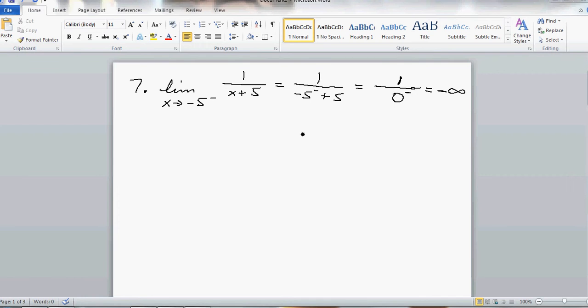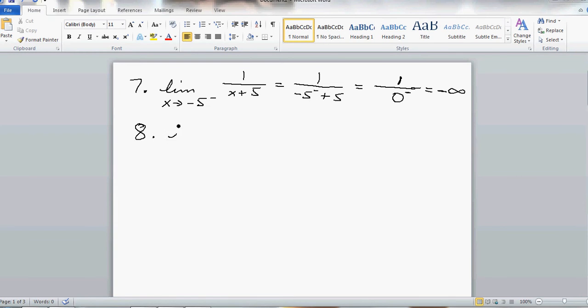Now we have to go through all of that thinking whenever we get a value other than 0 over 0. Because remember, if we have 0 over 0, that's an indeterminate form, and we have to do something else to get past that. But realize that we can still graph this, graph 1 over x plus 5, and look at negative 5 coming from the left-hand side. It will appear to go to negative infinity. We know there's an asymptote there.